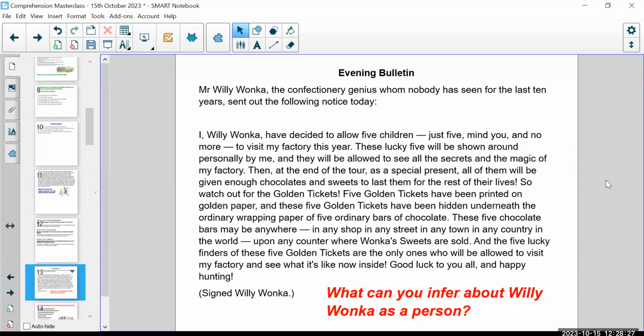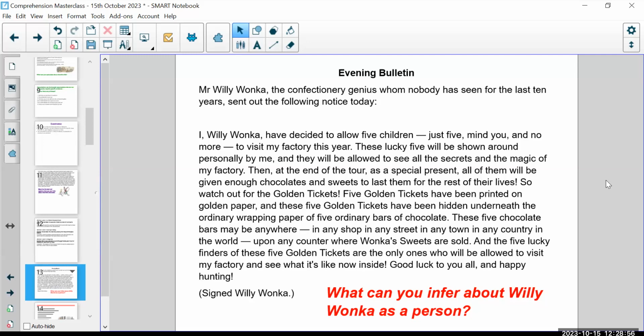So, Mr. Willy Wonka, the confectionery genius whom nobody had seen for the last 10 years, sent out the following notice today. I, Willy Wonka, have decided to allow five children, just five, mind you, and no more, to visit my factory this year. These lucky five will be shown around personally by me, and they will be allowed to see all the secrets and the magic of my factory.